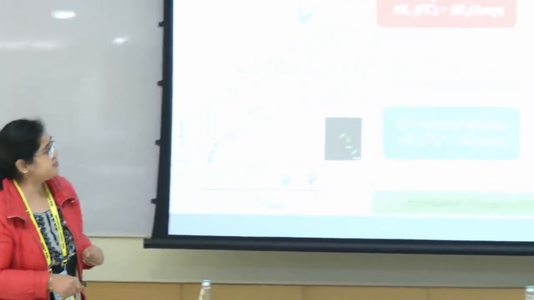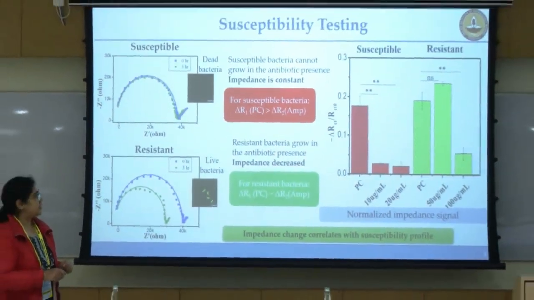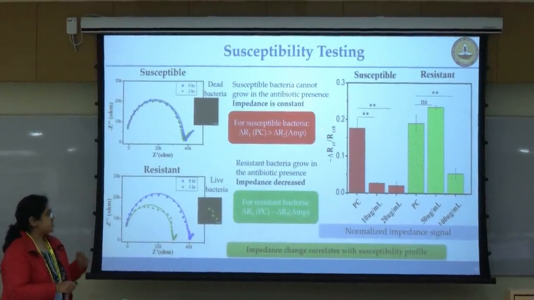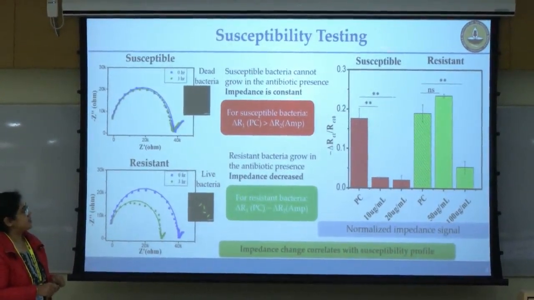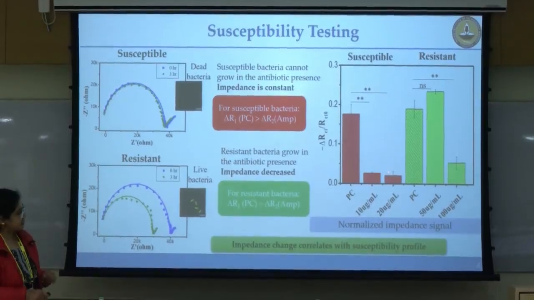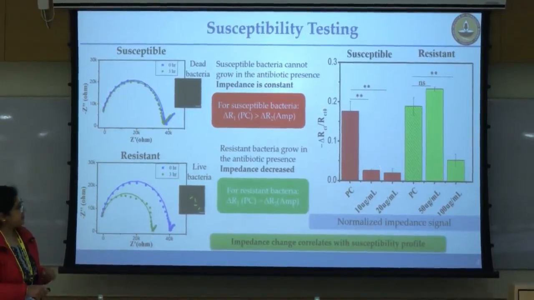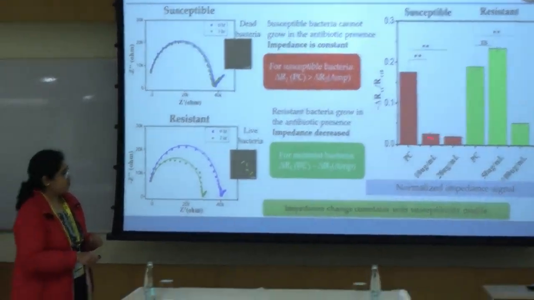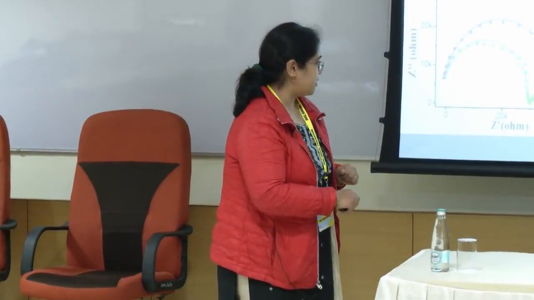In this case, there is no bacteria growth. Here, the bacteria are growing because they are resistant to the antibiotic, and that's why you can see the RCT value changes. Similarly, we have calculated the delta RCT value, the difference of the RCT value, for susceptible and resistant bacteria. You can see that when the bacteria are susceptible, we get a very low RCT value, almost negligible. In the case of resistant bacteria, we get a very high difference of the RCT value, which is depicted over here.